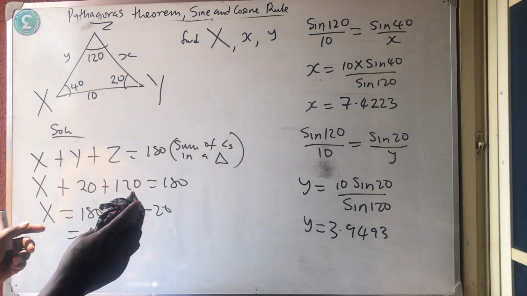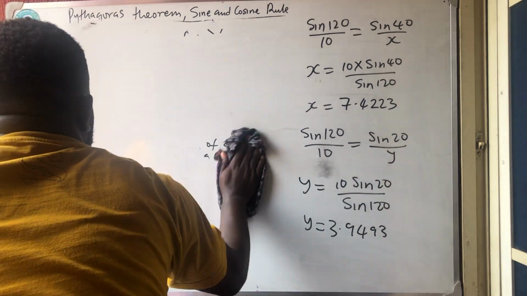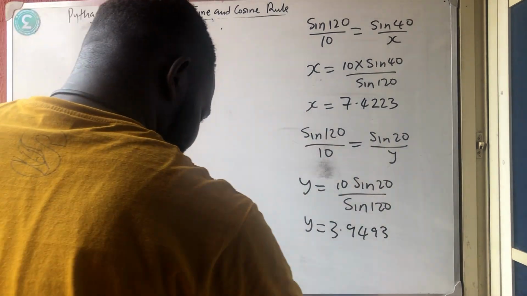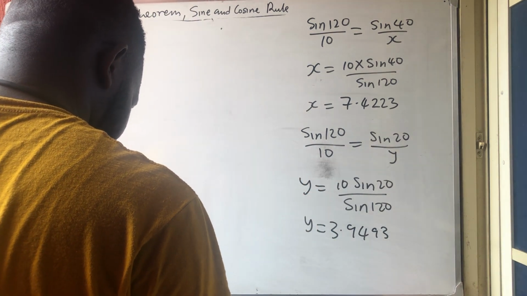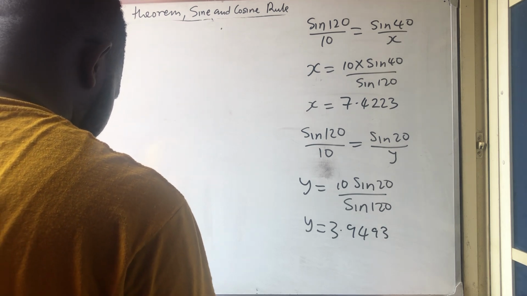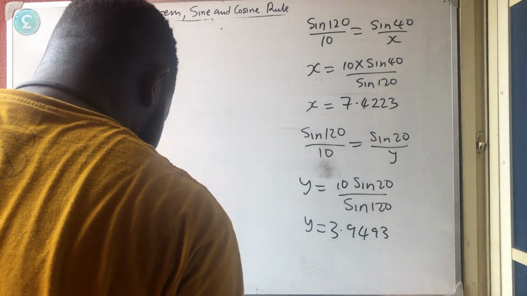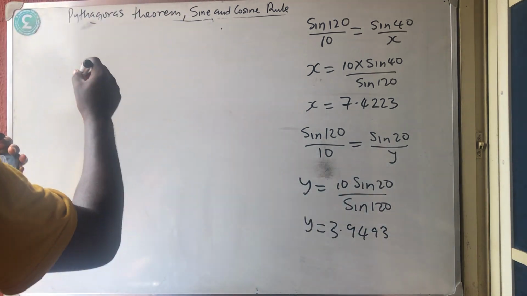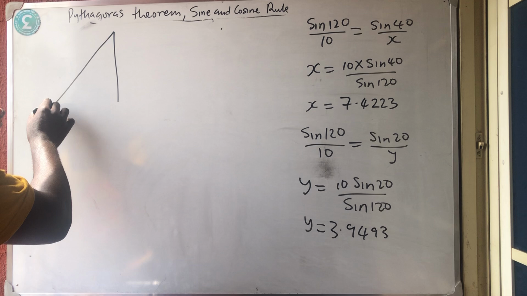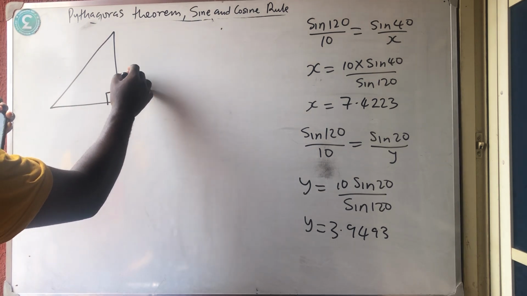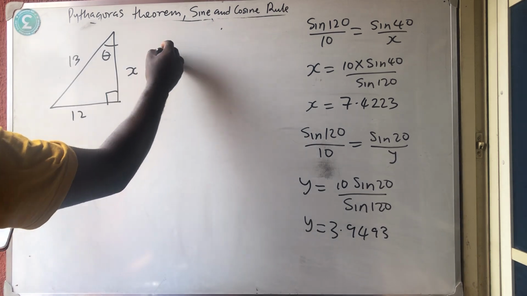So let's take the last question, then we are good to go. Okay, the last question we are going to take here is, okay, we have this: x, theta, 13, 12. They say find x and theta.